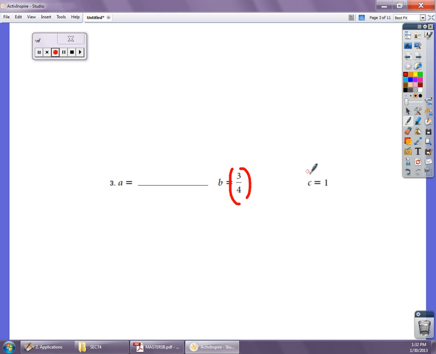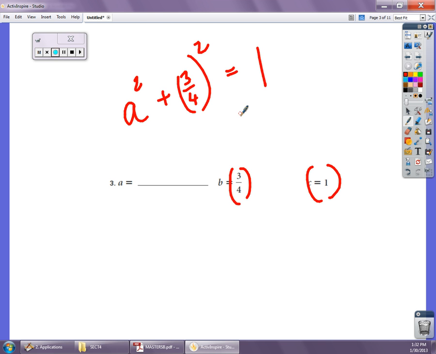3/4. Now, again, leave it as a fraction, because it will help you out later when you have to use it in other problems. a squared plus 3/4 squared. Remember that you have to square both the numerator and denominator, is equal to 1 squared, which is just 1. So you end up with a squared plus, when I square the 3, you get 9. When you square the 4, you get 16, equals 1. So I'm going to subtract 9/16 on both sides.